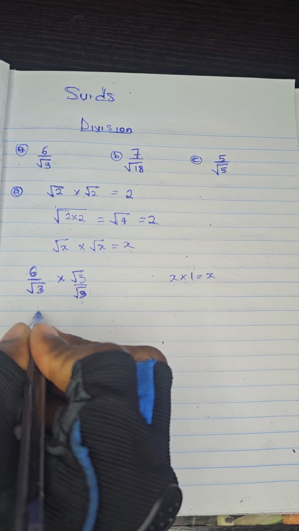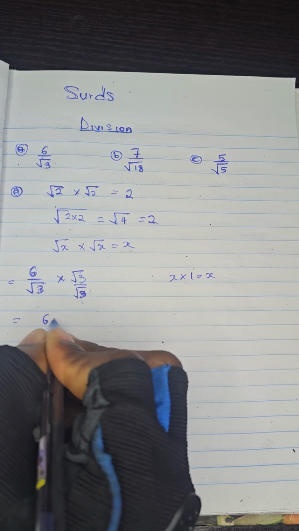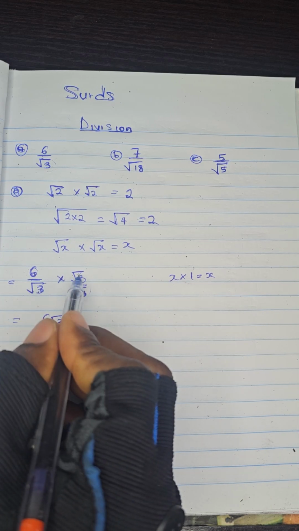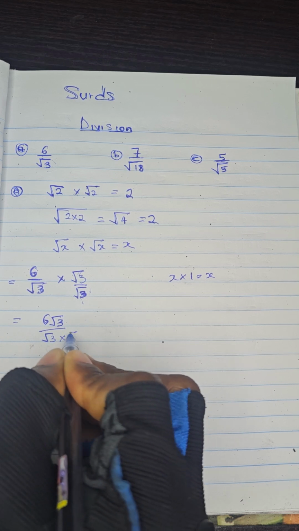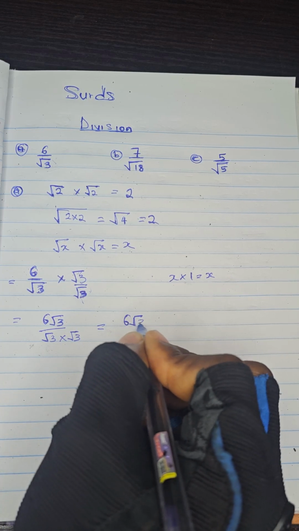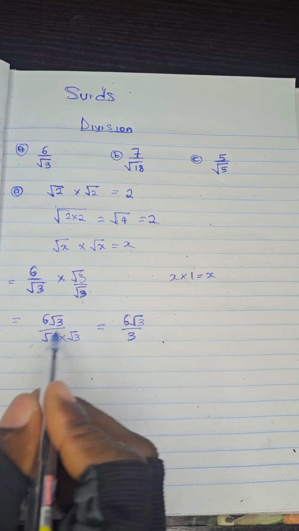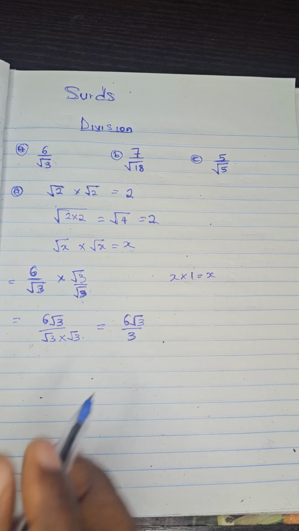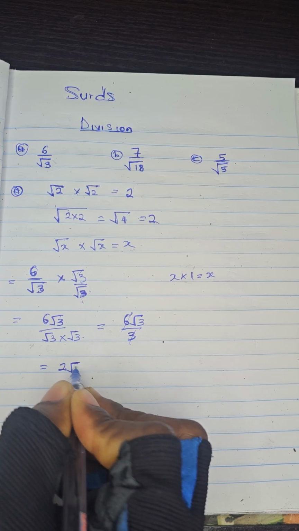So now we're solving for example A. The numerator will now be 6 root 3, because the numerator will multiply the numerator, the denominator will multiply the denominator. So this will be square root of 3 times square root of 3. So the answer will now be 6 root 3 all over 3. If we apply this rule, that any surd that multiplies itself will give you the number. So now, is this the final answer? No, because 6 can divide by 3. So the final answer is 2 root 3.